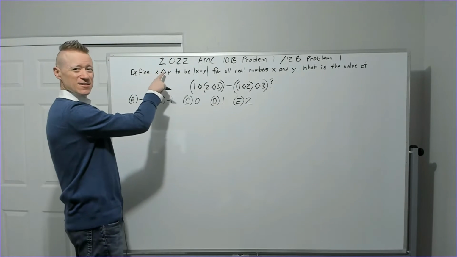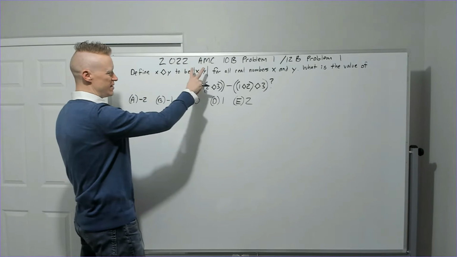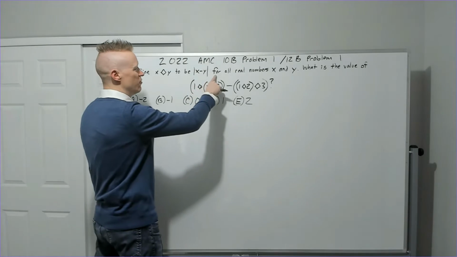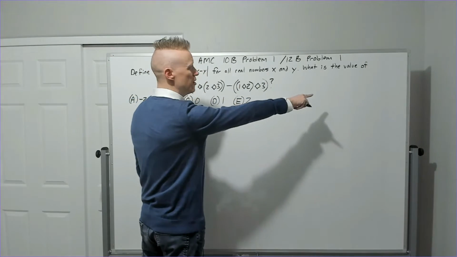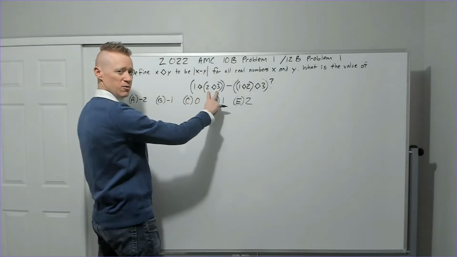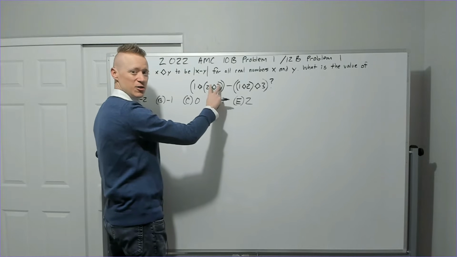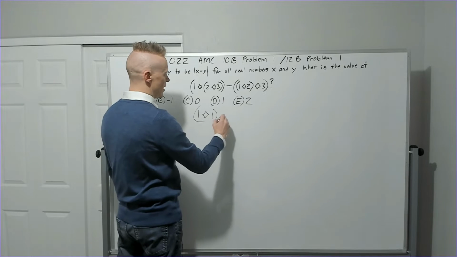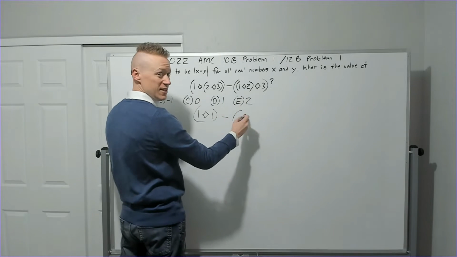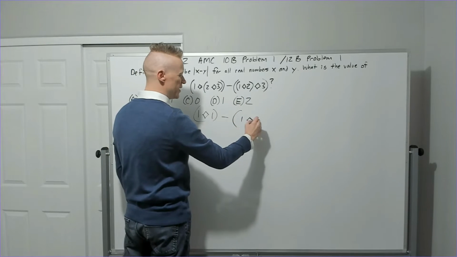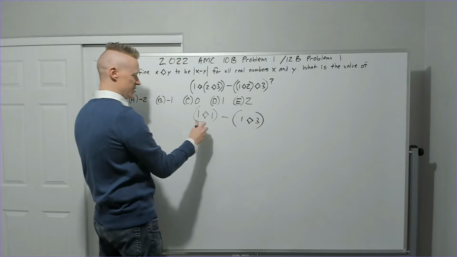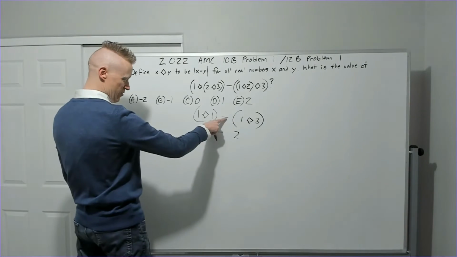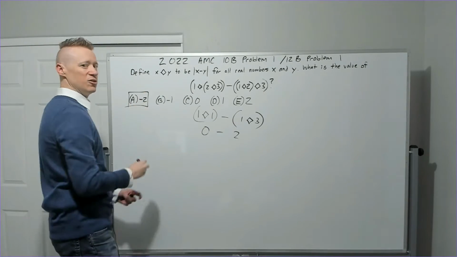Define X diamond Y to be the absolute value of the difference. That's how you want to read that, okay? For all real numbers X and Y. What is the value of, and you're going to start with the parentheses, the absolute value of the difference is 1. So you get 1 diamond 1, and then you have minus the absolute value of the difference is 1 still. We don't care whether it's negative or positive, it's irrelevant. This is going to be 0. The absolute value of the difference is 2, and you've got a minus sign, 0 minus 2, negative 2.